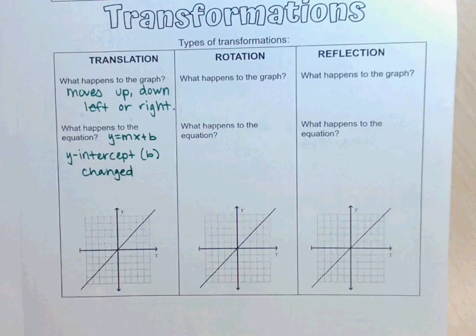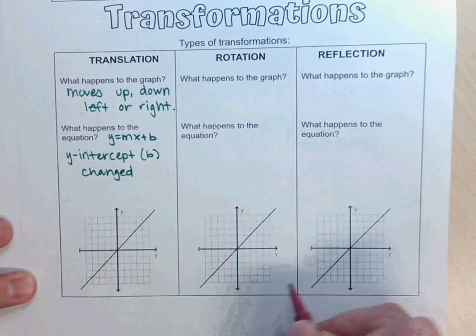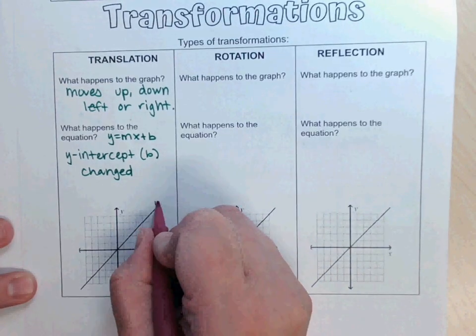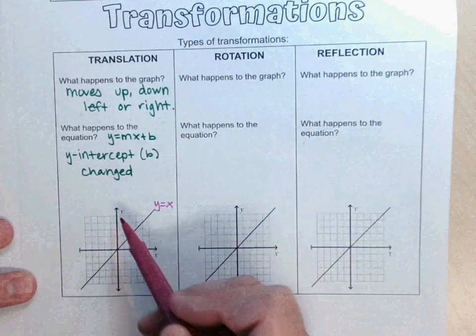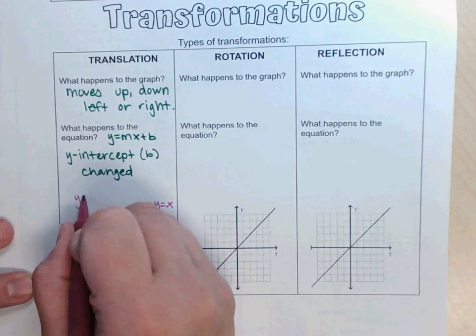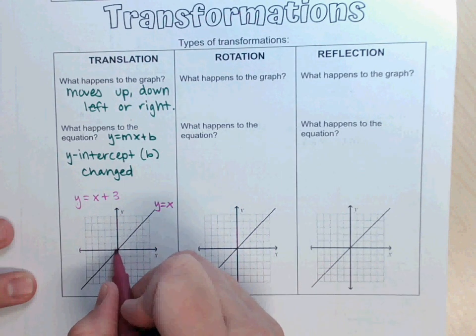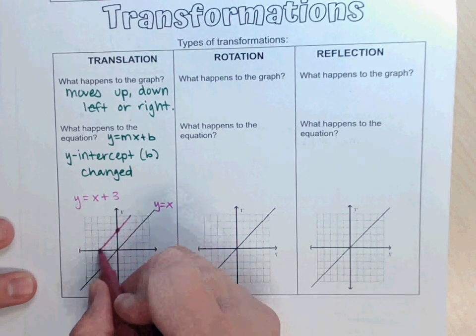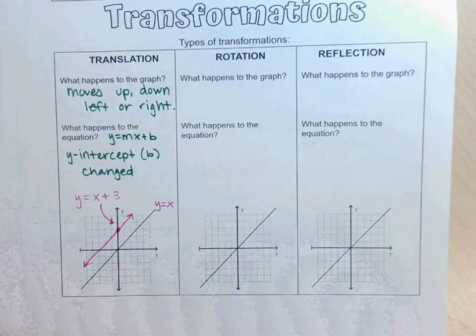Now, if at any point I'm talking or writing too fast, hit pause or slow down the playback of this video. This line on every single one of these graphs represents the original function y equals x. So an example of a translation would be maybe saying y equals x plus 3. So if I were to draw that line, it would look like this. And these are your notes, so you can go ahead and do that.